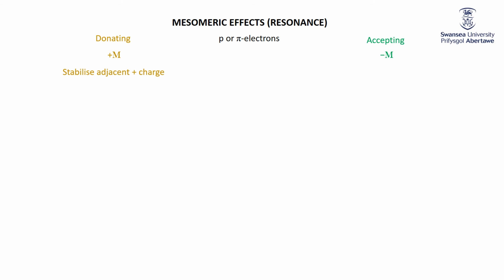And of course, if positive mesomeric effects help to stabilize positives, well then accepting or negative mesomeric effects can help stabilize adjacent negative charges. So I'm just going to give a couple of examples just to emphasize our use on this. Consider this carbocation here. Now of course carbocations we've seen before quite a bit. We know that the more substituted a carbocation is, the better.